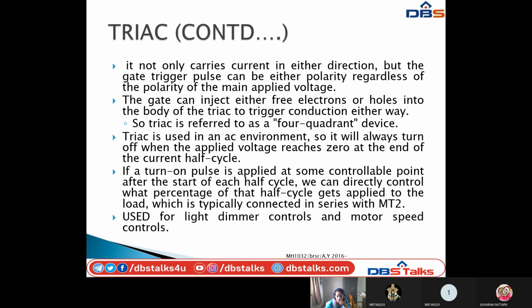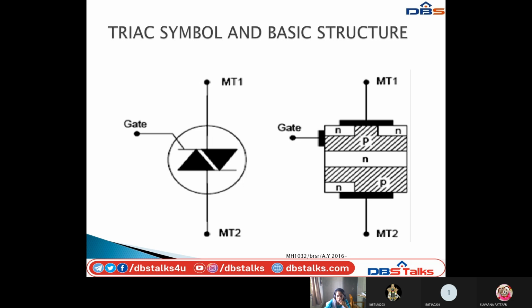Okay, so this is the TRIAC symbol. It consists of two terminals, MT1 and MT2, and this will be the gate. Here we are seeing the symbol of TRIAC. This is the structure, how you can connect the TRIAC. Actually TRIAC will be a 4-layer device.